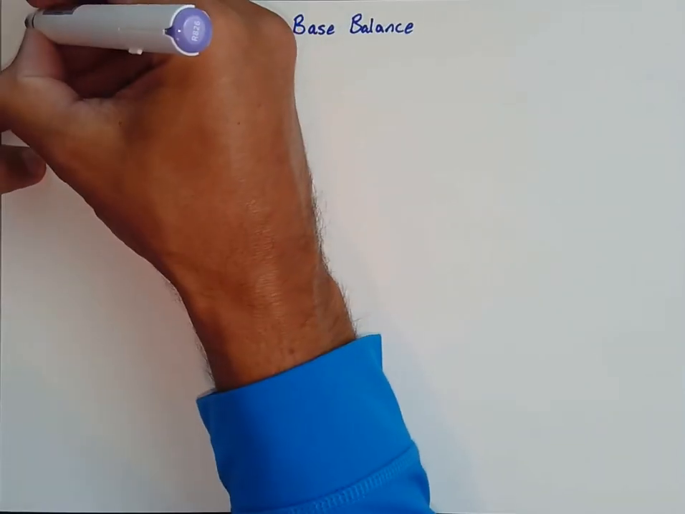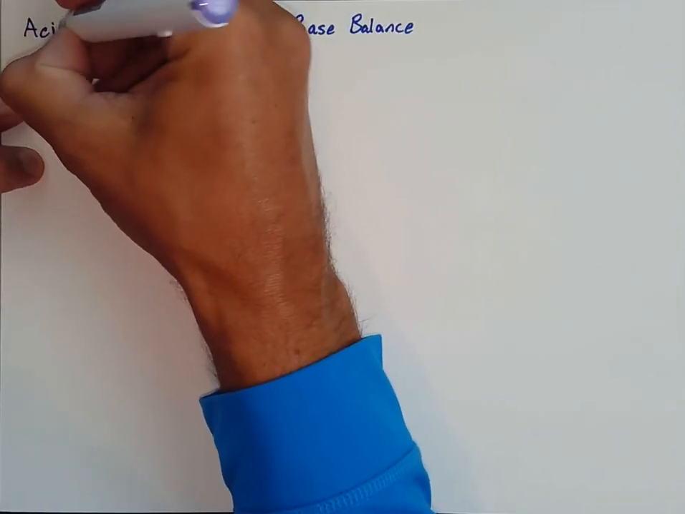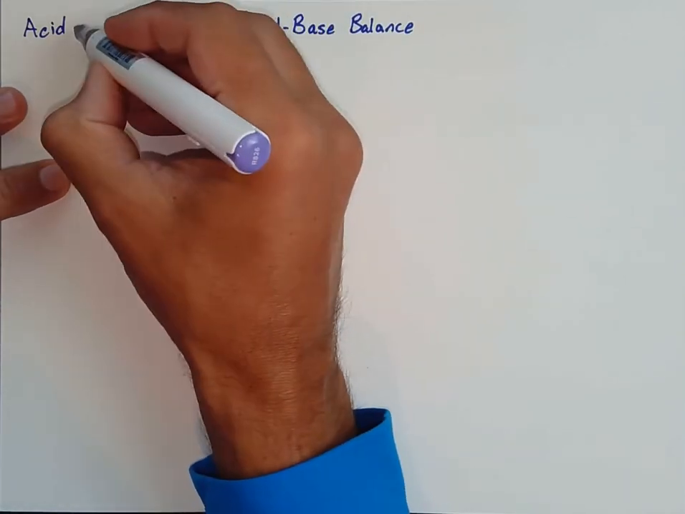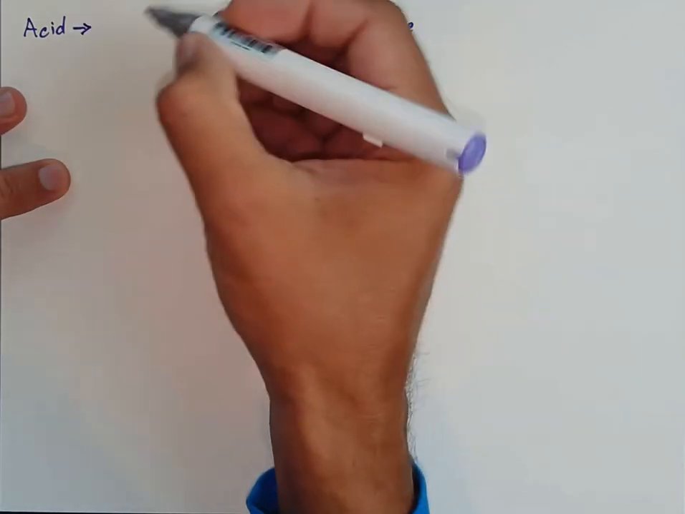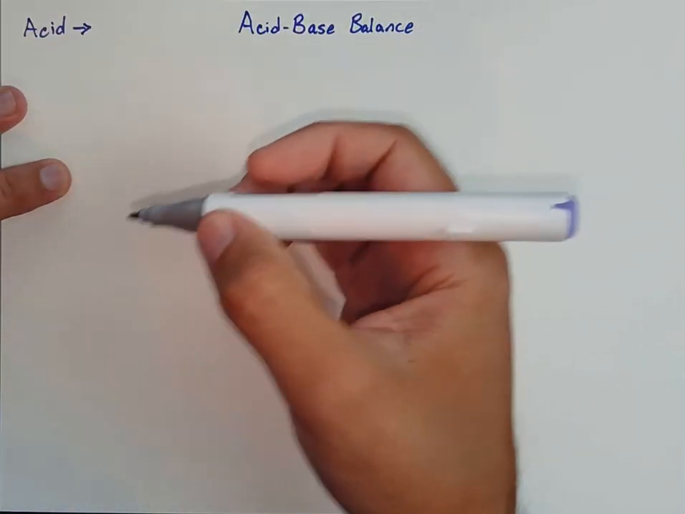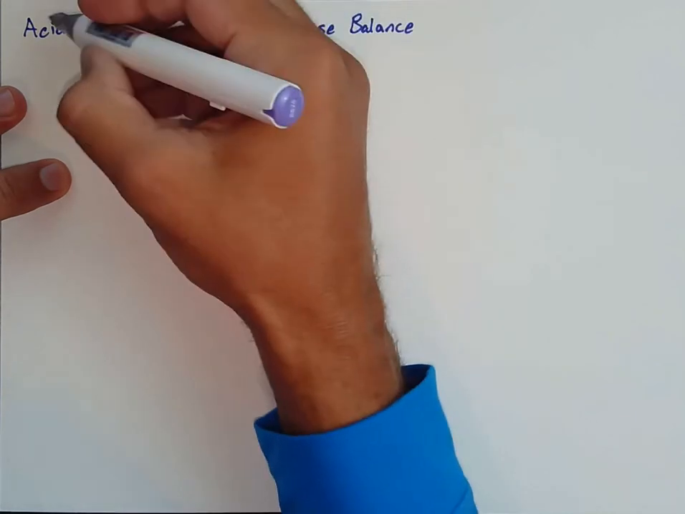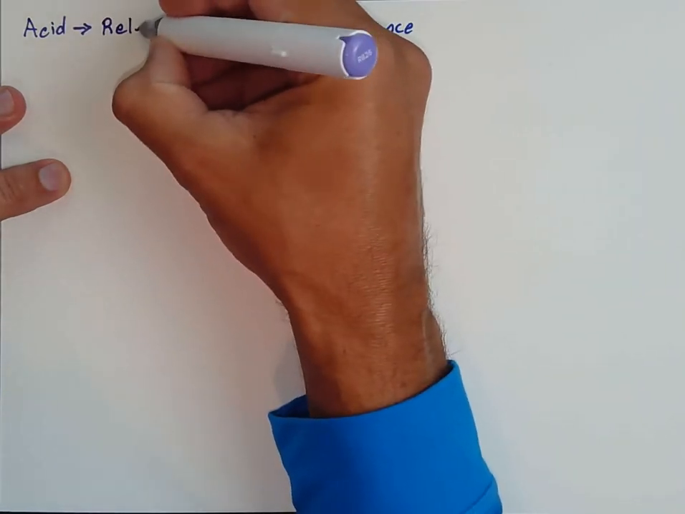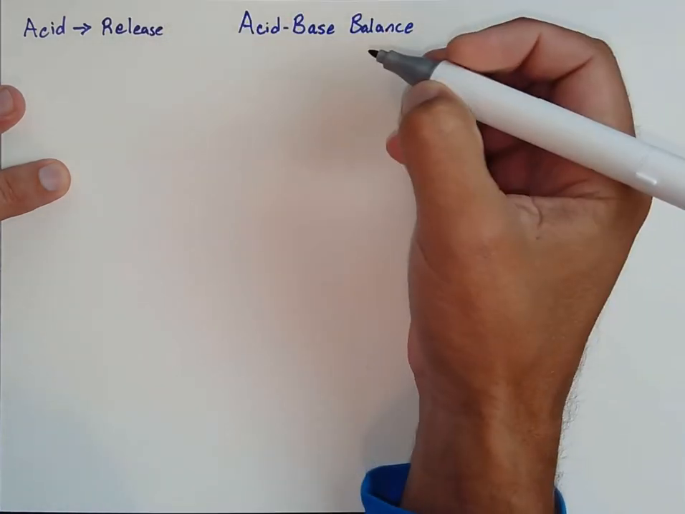First off, what is an acid? An acid is something that can donate a proton. It's a proton donor, right? In other words, an acid is a molecule that can release a hydrogen. That's what an acid is. It releases or gives up a hydrogen.